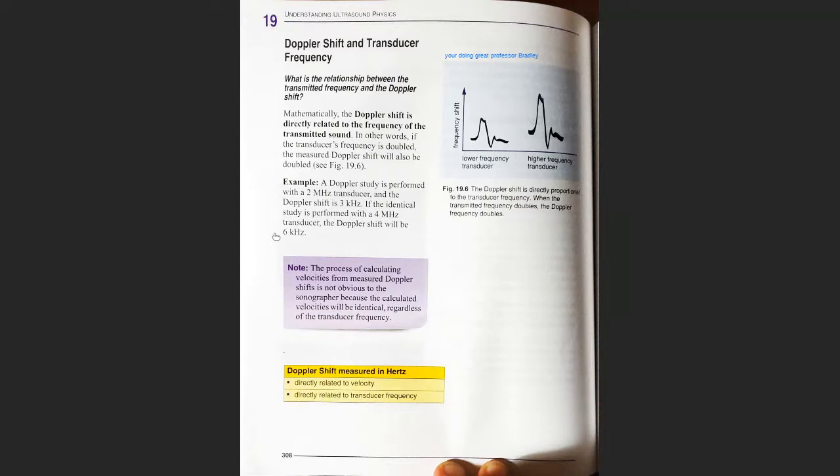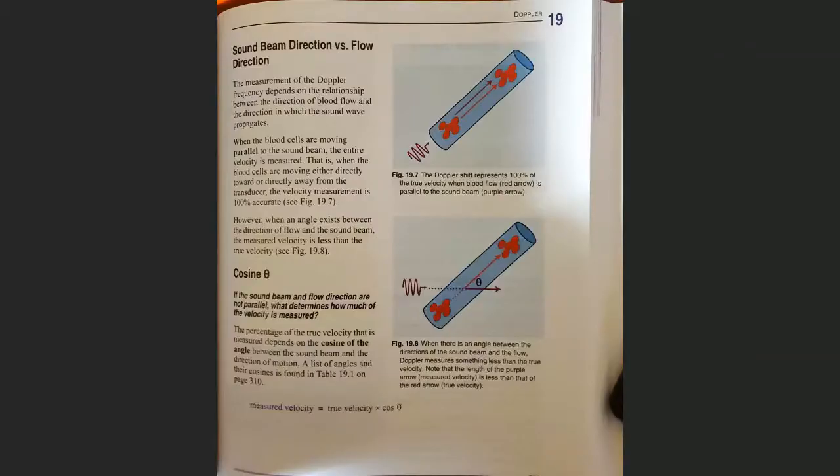Let's scroll down here and see what else is here. The process of calculating velocities from measured Doppler shifts is not obvious to the sonographer because the calculated velocities will be identical regardless of the transducer frequency, because in the calculation of velocity, the frequency is netted out. So the Doppler shift is measured in hertz. It's directly related to velocity and directly related to transducer frequency.